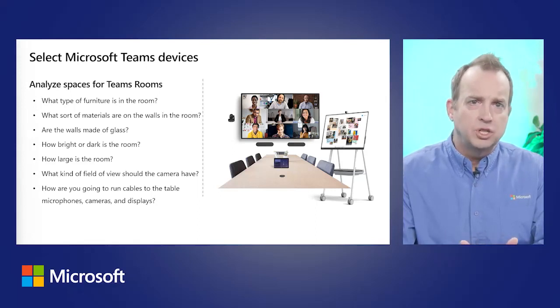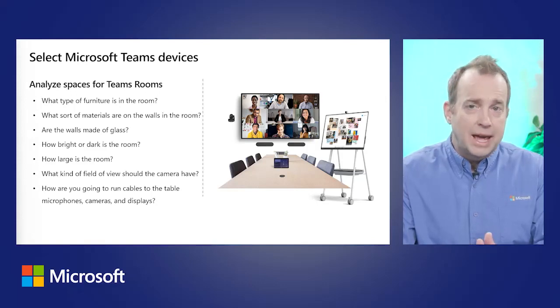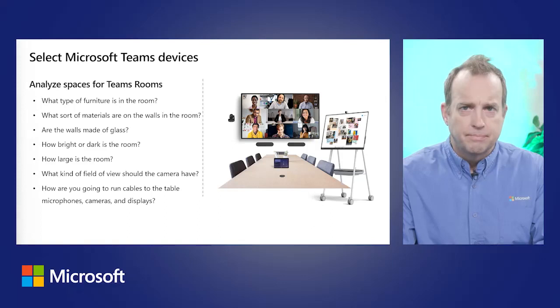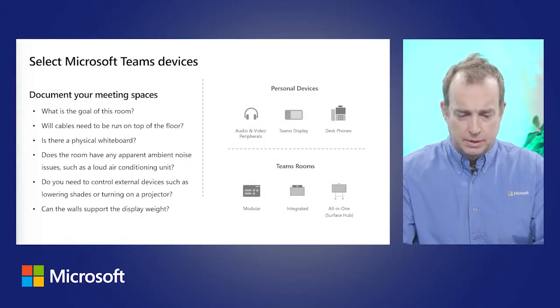What about lighting? Do you have issues with sunlight? Do you need additional lighting? And what is the camera going to see, or cameras that you put in the room? And how are cables going to get to the various devices? Under the floor and the ceiling, or are they trip hazards, the cables? So that all needs to be thought through.